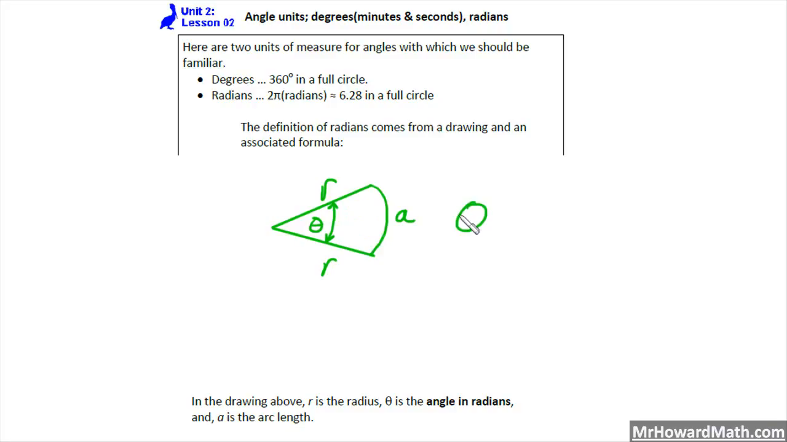Well, theta is equal to the arc length divided by the radius. In the drawing above, r is the radius, theta is the angle in radians, and a is the arc length. So this theta is the angle measure in radians, not degrees. That's where the radian measure comes from. This would be true for any angle, arc length and radius combination. Alright, let's look at some examples of this.